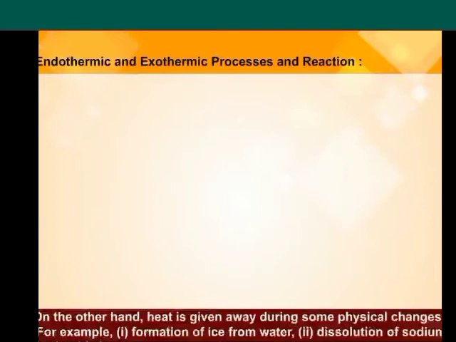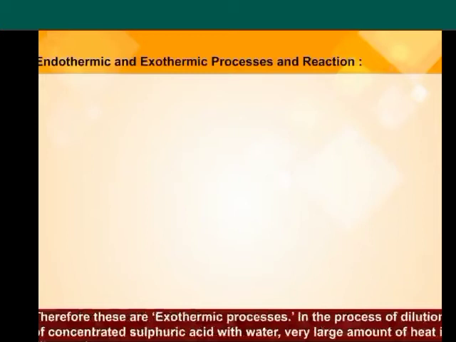On the other hand, heat is given away during some physical changes. For example, point 1, formation of ice from water. Point 2, dissolution of sodium hydroxide in water. Therefore, these are exothermic processes.